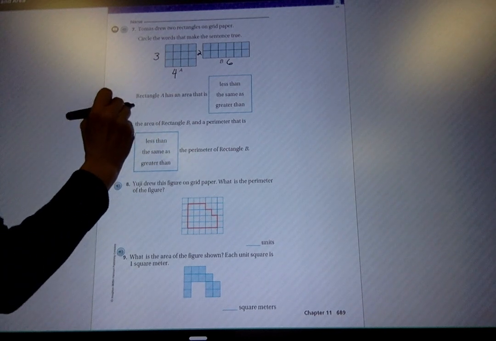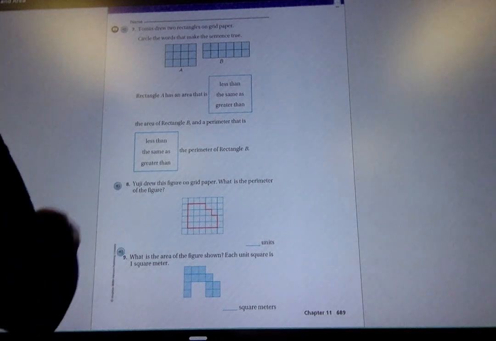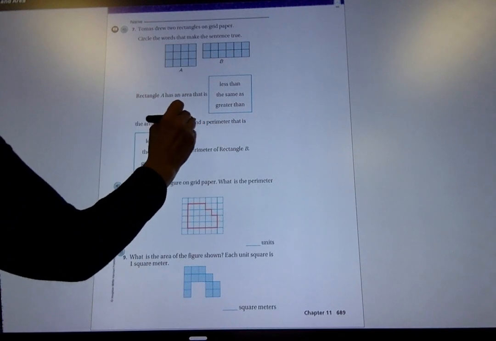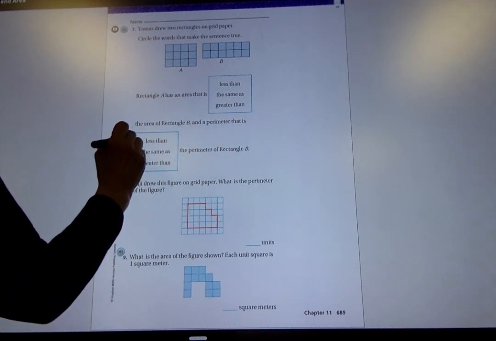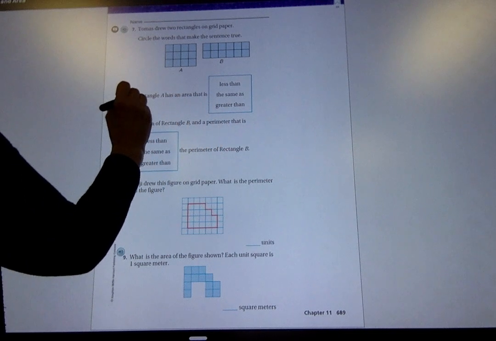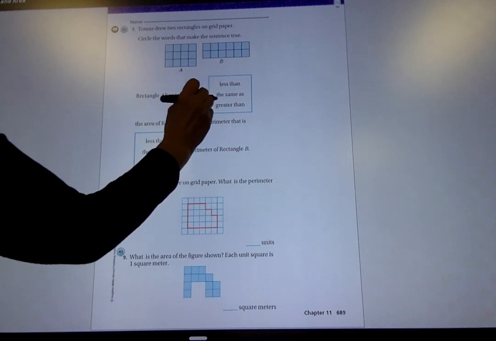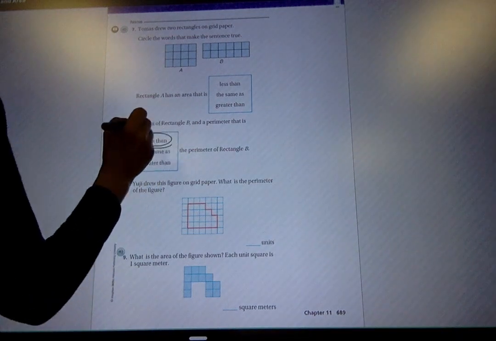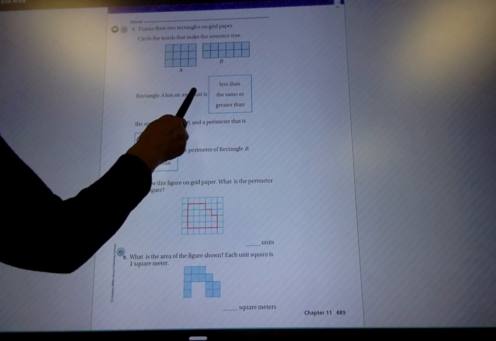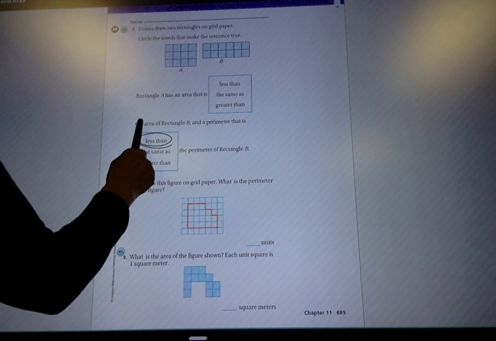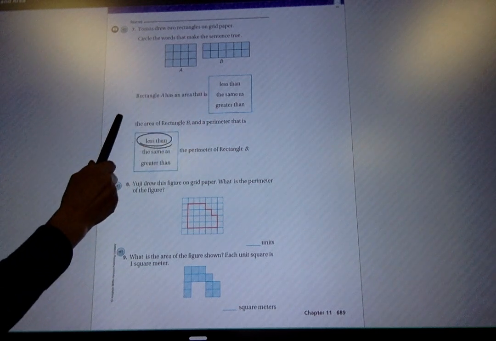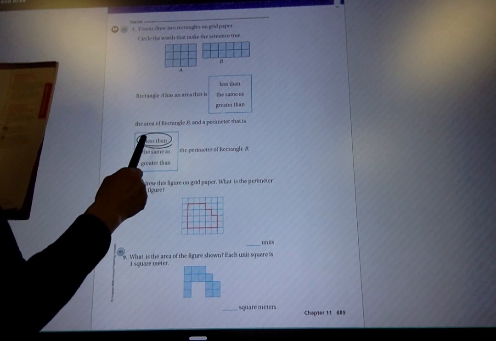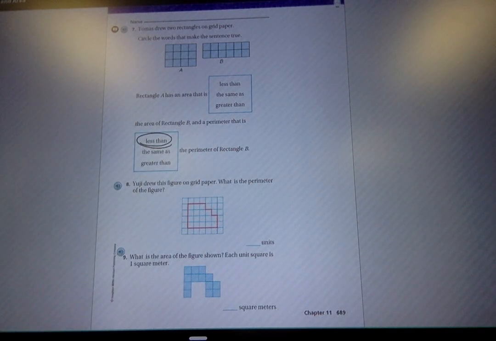The area of rectangle B, so now we're looking at these 2 rectangles again, and a perimeter that is... Okay, rectangle A has an area that is, I'm going to give you this second part because this gets a little bit tricky. So the rectangle A has an area that is, you choose as rectangle B, less than, the same as, or greater than, and a perimeter that is less than the perimeter of rectangle B.